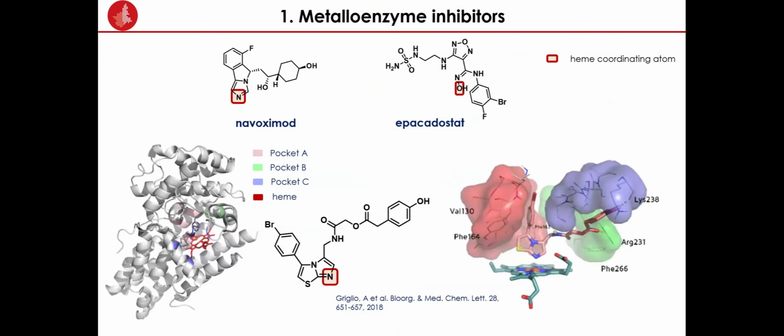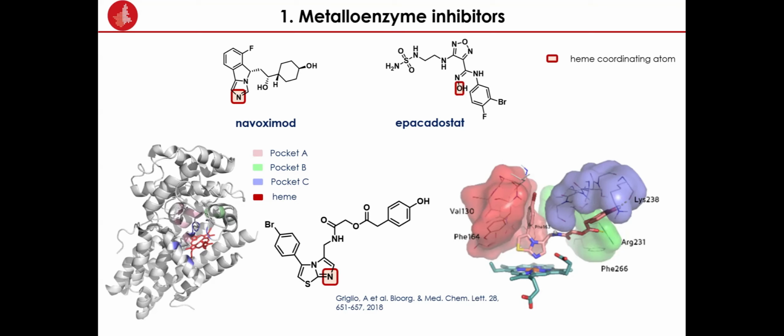IDO1. So it is not surprising that most of the IDO1 inhibitors reported so far are metalloenzyme inhibitors that can bind to the heme and the iron of the heme through a nitrogen atom, as in navoximod, or through an oxygen atom, as in epacadostat. And usually, these compounds bind to 2 pockets, the pocket A, which is a small hydrophobic pocket here, and pocket B, which is an outward pocket at the entrance of the binding site.